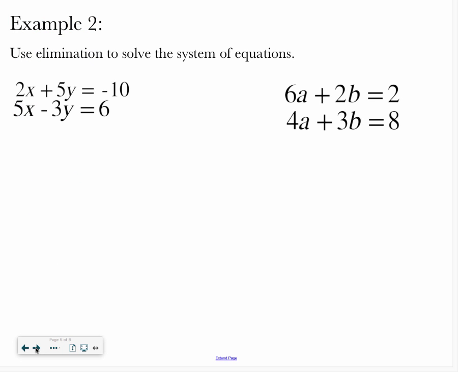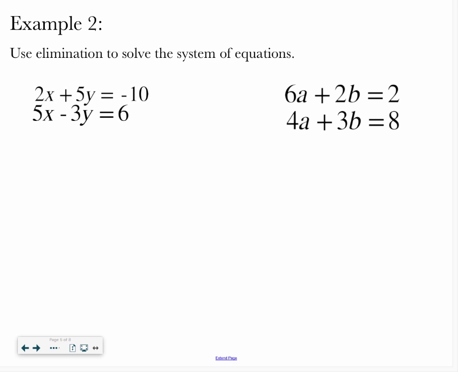Our next example, we're still using elimination to solve systems of equations. But this time, we have 2x plus 5y equals negative 10 and 5x minus 3y equals 6. Unfortunately, there's not really a good number that I can multiply by. If I wanted to get my x's to be the same, I could multiply 2 by 2.5, but I don't like multiplying by decimals. So I know that's out. If I wanted to get my 3 up to 5, that would also be multiplying by a decimal. So I don't want to do that.